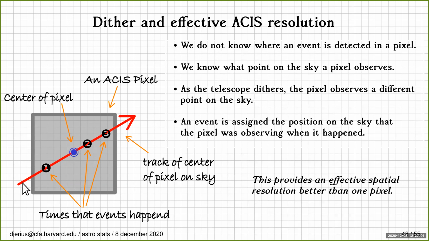But we know that the pixel is moving because of the dither, so for instance, when this event 1 occurs, we know exactly where the center of the pixel was on the sky, so we can assign that event that position. So you can actually get better resolution than 1 pixel for ACIS because of the dither. I don't think we've worked with that enough to figure out how to improve our knowledge of the PSF. It comes out naturally from the system.